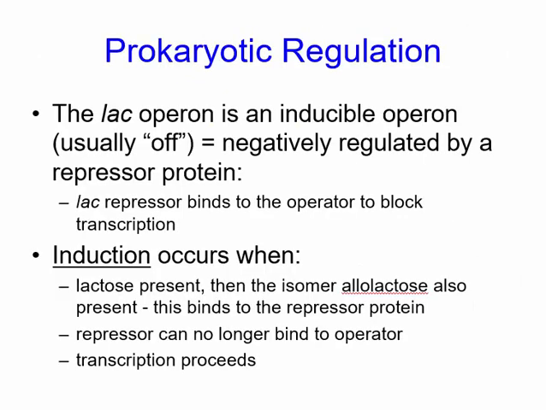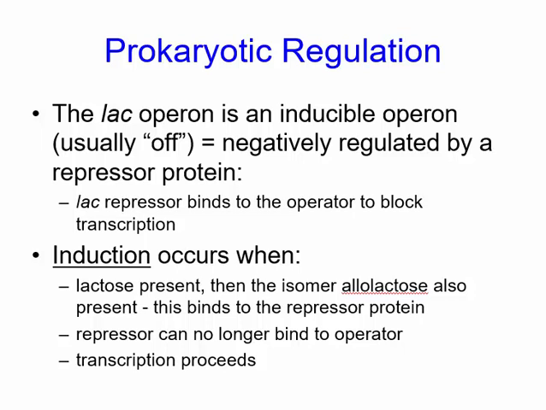Okay, so the lac operon is inducible. It's still controlled in a negative way. So normally it is off. And it's negatively regulated by a repressor protein. And so the repressor will bind to the operator region. I'll show you what that looks like in a second. Basically it blocks RNA polymerase from transcribing the gene.